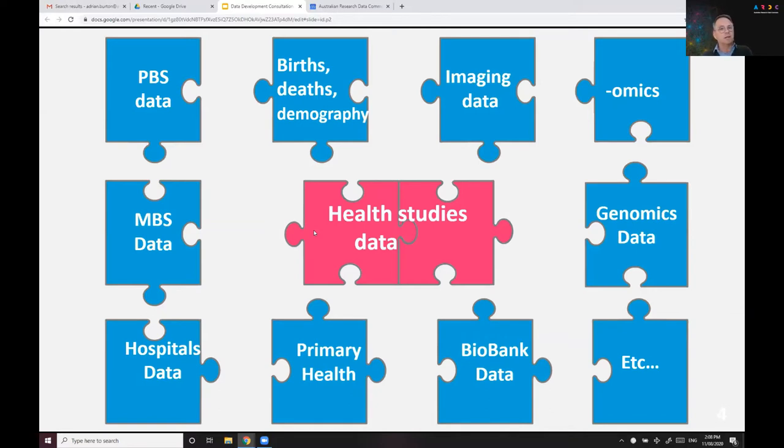But in this middle part, for the actual outputs of research projects, of health studies projects, there was not really a national level capability of custodians and standards and national infrastructure. Of course, all this data is important, and actually the value is from connecting all this stuff up. But this initiative, the HeSANDA initiative, is looking at the requirements of that middle area.